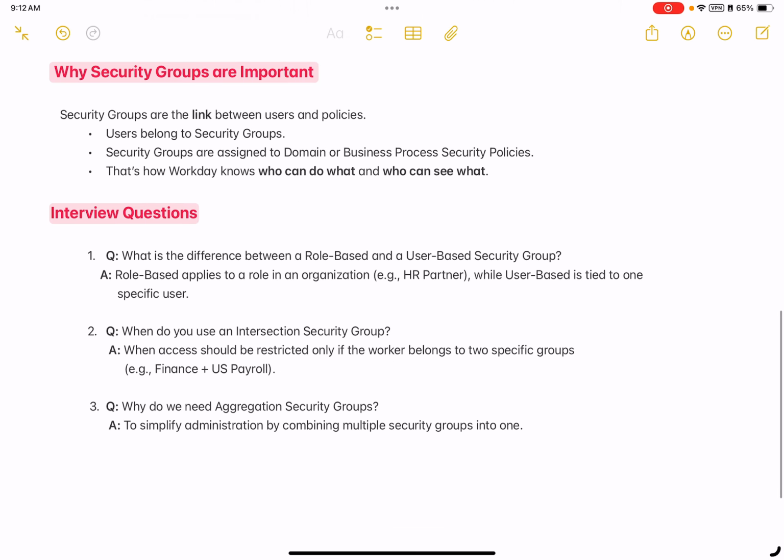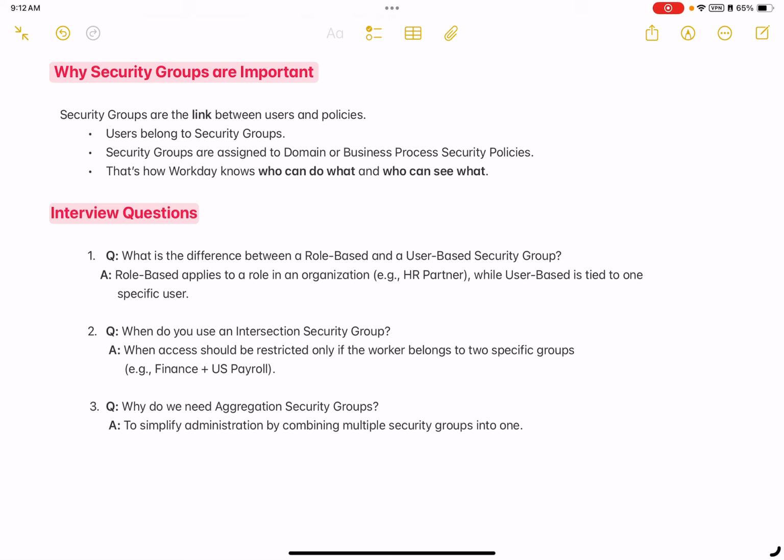Let's see what the interview questions are. What is the difference between a role-based and user-based security group? Role-based applies to a role in an organization, for example HR partner, while user-based is tied to one specific user. When do we use an intersection security group? When access should be restricted only if the worker belongs to two specific groups, finance plus payroll.